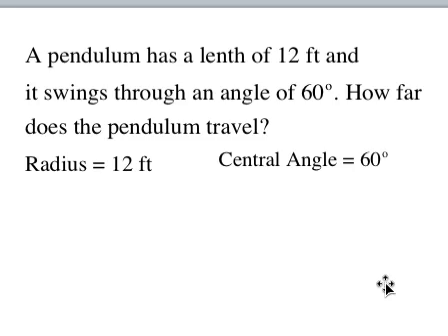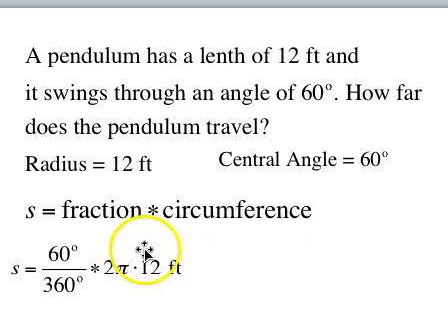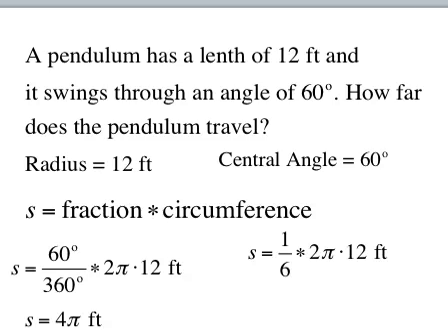Our radius is 12 feet for this pendulum. Our central angle is 60 degrees. Fraction times the circumference. Fraction 60 out of 360. Circumference 2 pi r, 2 pi times 12 feet. 60 divided by 360 is 1/6. And 2 pi times 12 is, of course, 24 pi. So we get 1/6 times 24 pi, or simply 4 pi feet. And if you have a calculator, you can approximate that to 12.57 feet.